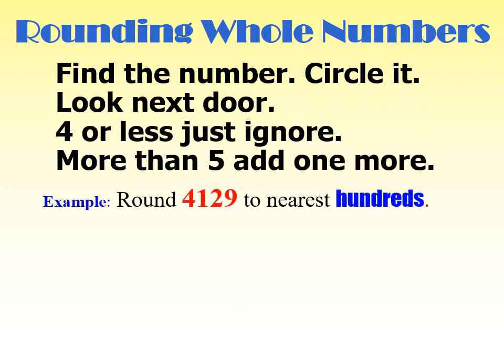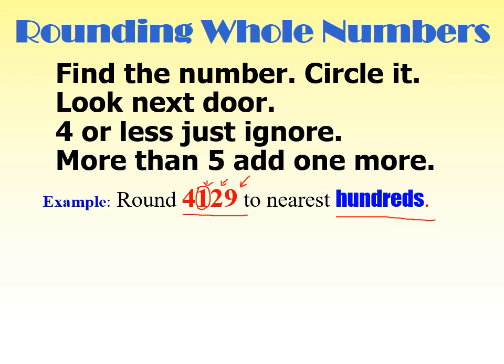So we have this number here, 4,129. We want to round it to the nearest hundreds. So what you need to do is find the hundreds position. Remember that the first number here, even though there's no decimal point, there would be one on the right side, is our ones, this is our tens, and this is our hundreds. So circle the number that you want to round to the nearest. So we have the hundreds there.